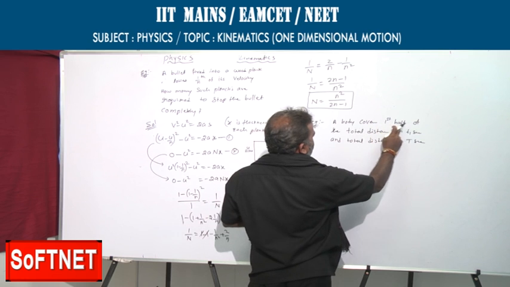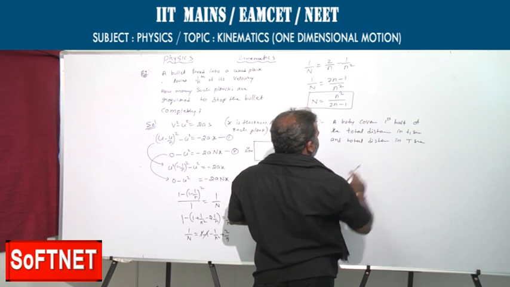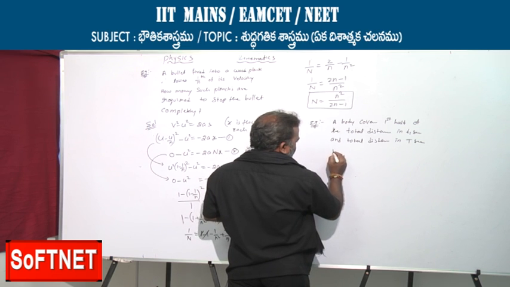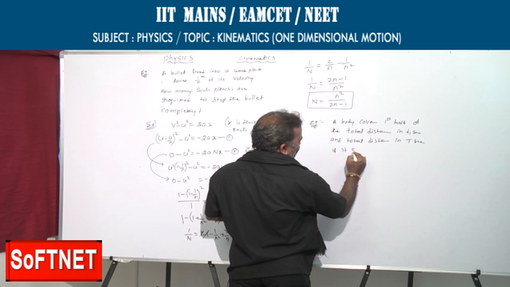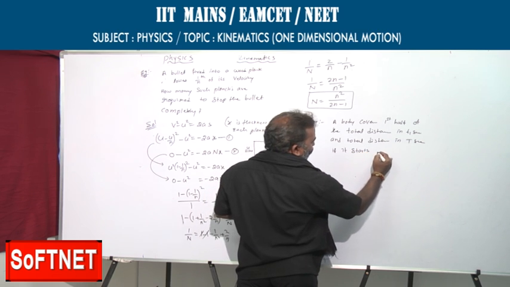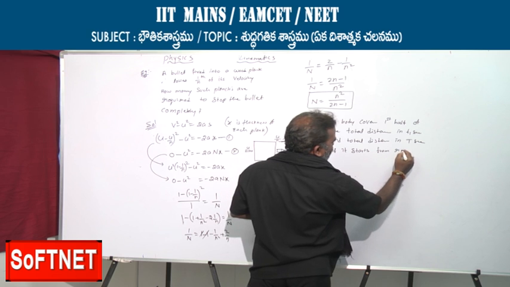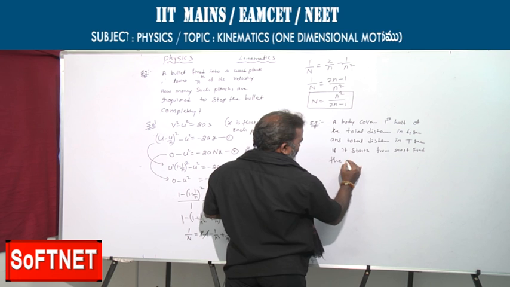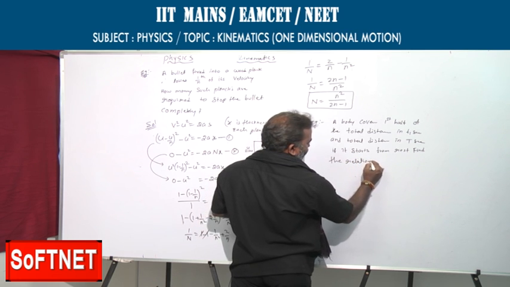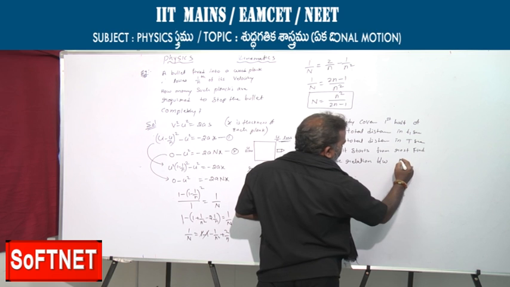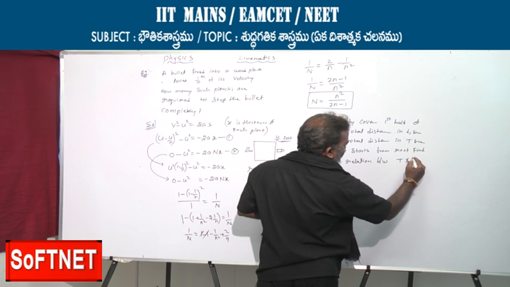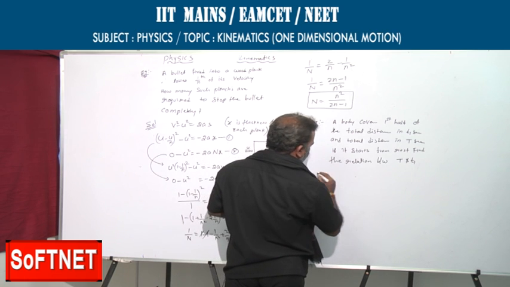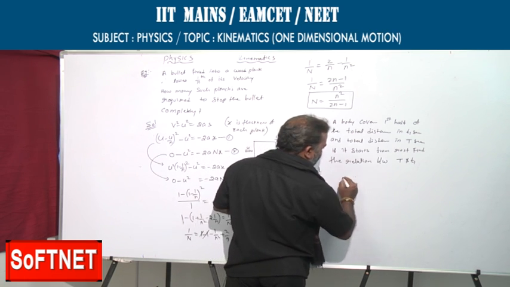A body covers the first half of the total distance in T1 seconds and the total distance in T seconds. If it starts from rest, find the relation between capital T and T1. The body starts from rest; let the total distance be S.